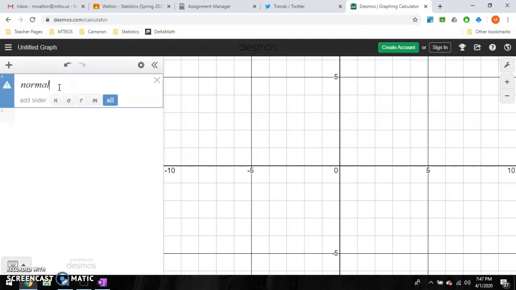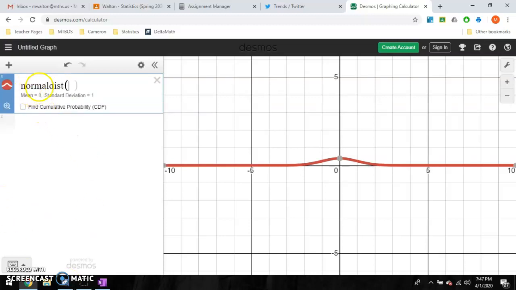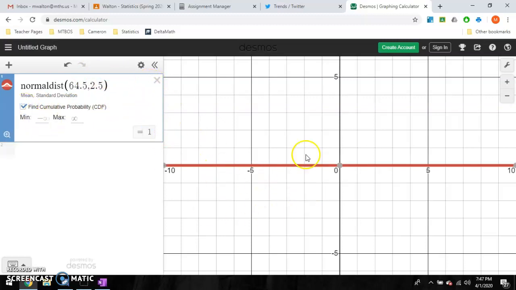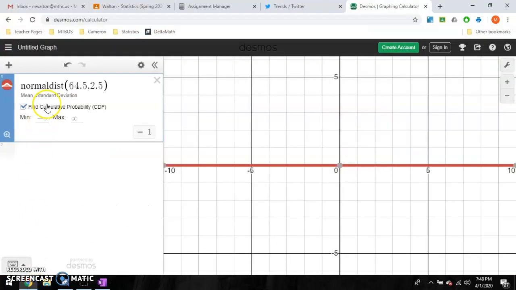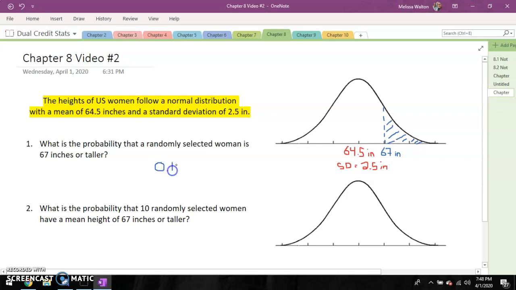And remember, this is a normal distribution. Our command will be normal distribution, normal dist. Our mean was 64.5. Our standard deviation is 2.5 inches. All right, and I'm looking for that cumulative probability. I want to know what is the area under that curve. So for my two endpoints, I'm looking at 67 inches up towards infinity. So if I do this, 67 inches all the way towards infinity, our probability there is 0.159. That is our probability. So if I were to gather 100 women, I'm expecting right around 16 of them to be 67 inches or taller. That is the probability that one person is 67 inches or taller.